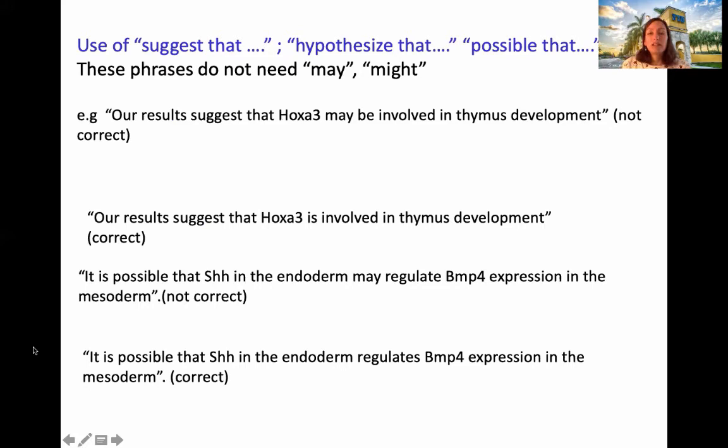So we talked earlier that you can speculate, and that you need to identify when you're speculating by using words like "I suggest that," or "this suggests that," or "from this I hypothesize," or "it can be possible that." But you don't need to include "may," "it may be possible that," "probably."